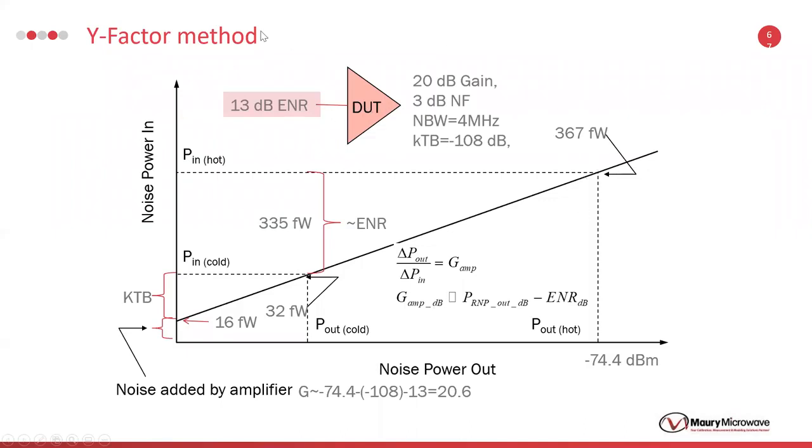For example, in a case like this one, we measure the power at hot, we measure the power at cold, and we are able to trace this line. If we do the calculation, we will find the noise added by the amplifier. The slope of this line is the gain, and we can see that the device has around 20 dB. With this method, called the hot cold method or the Y factor method, we are able to find the noise added by the power amplifier.